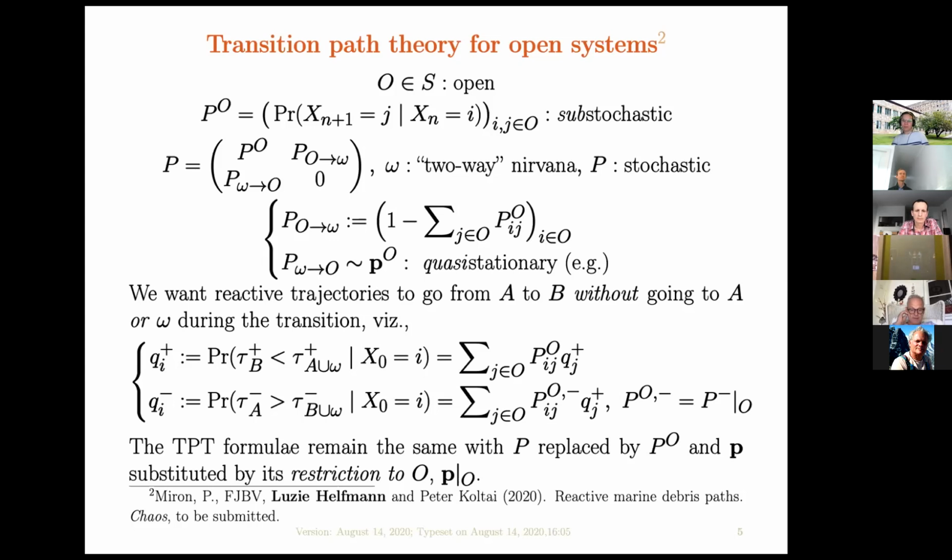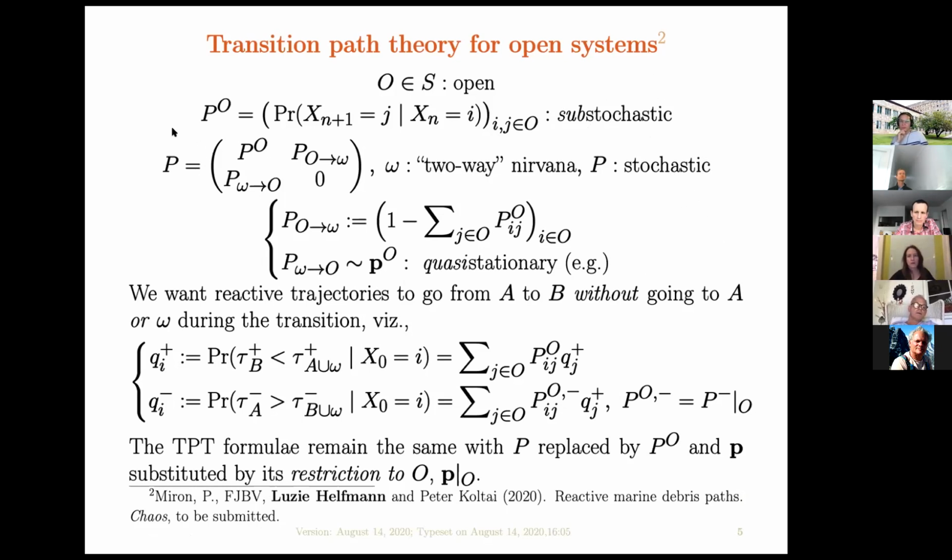A little bit of technology advance, mainly due to Lutzi. We are working on a paper, hopefully going to be submitted soon. The original formulation of the TPT works for closed systems, but for many of the applications that we're interested in, we are dealing with open systems. So basically, we don't have a stochastic matrix, but actually a sub-stochastic matrix, and we want to make it stochastic some way.